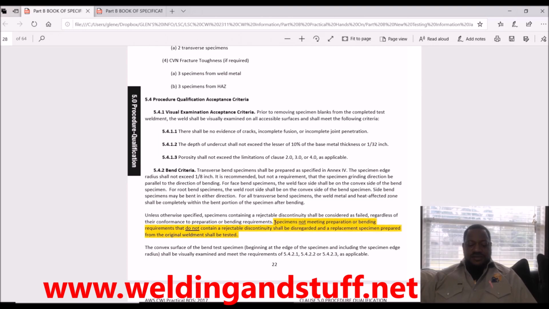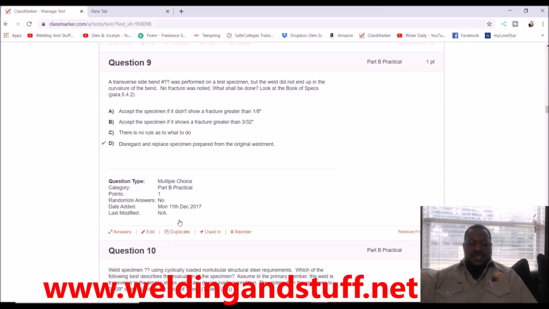So here's your answer right here to that question. Specimens not meeting preparation or bending requirements that do not contain a rejectable discontinuity shall be disregarded, and a replacement specimen prepared from the original weld shall be tested. So if you go back and look at this, here's your answer. Right here, A says acceptable, no. B, no. So the answer is D. Disregard and replace with a specimen prepared from the original weld. So that's how you answer that question.